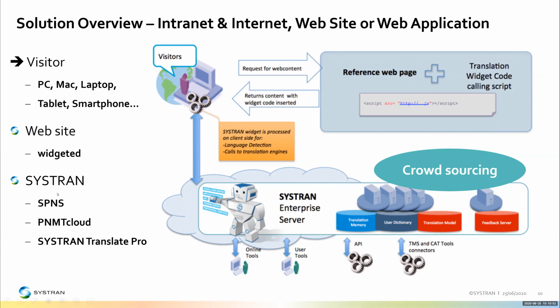So there are several readily available solutions for that. PNMT Cloud, Systran Translate Pro, but you can also have your own server, right? SPNS, Systran Pure Neural Server. And we call this website then at that point a widgeted website, right? Because it's carrying the widget that takes care of this translation. There might be even some extensions that you implement for crowdsourcing. It's something we've had in some implementations. It's something that's available on the server actually to reach by API. So there's a couple of ways to get feedback and then process that.